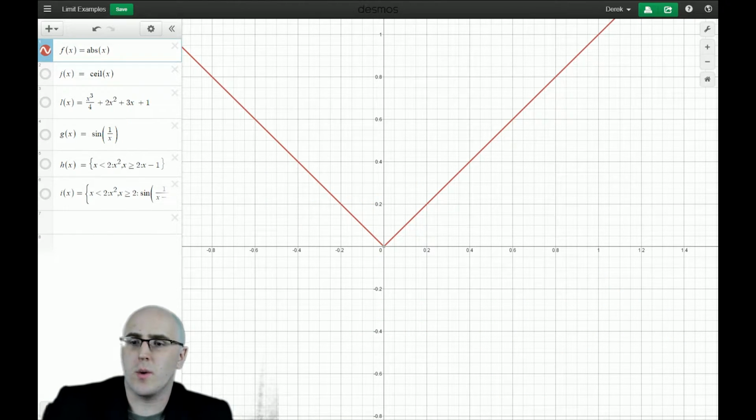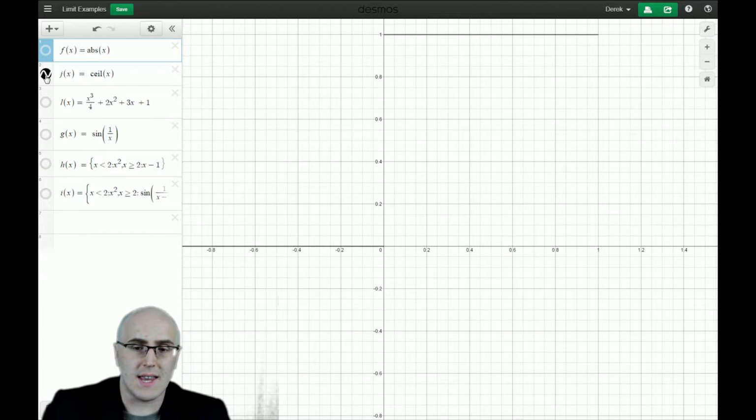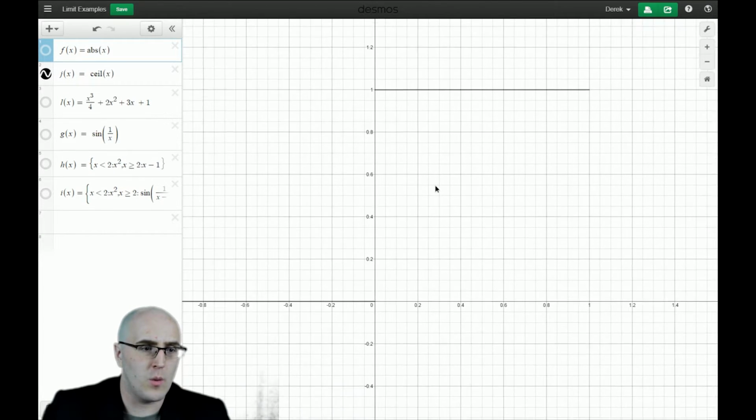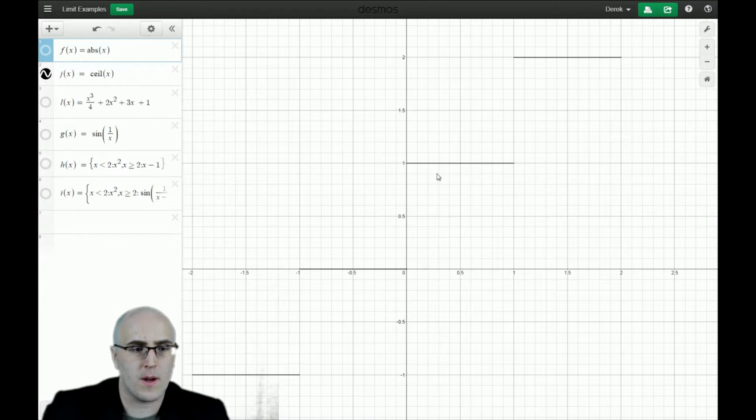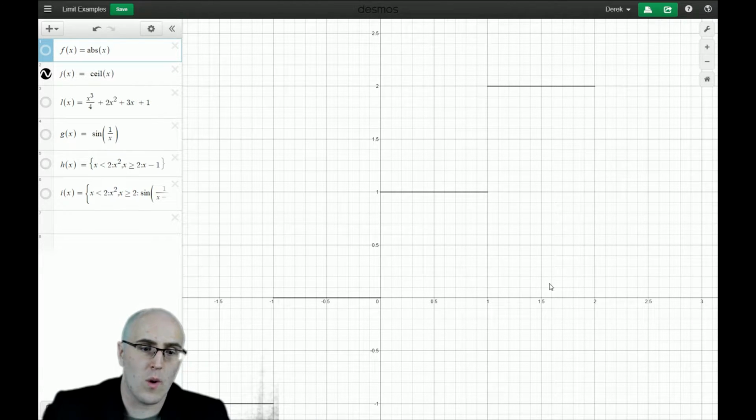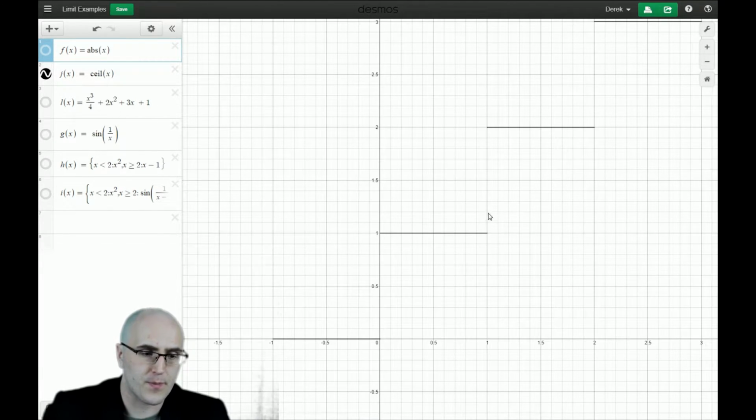Alright, so I'm going to go through a few more examples just to sort of hammer in the concept. So we have our absolute value function here. Let me show you the ceiling function, where you round up. Everything is rounded up. So 0.5 has a value of 1. 1.5 has a value of 2. Everything from 0 to 1 has a value of 1. And everything from 1 to 2 has a value of 2. This is an example of something not having a limit.